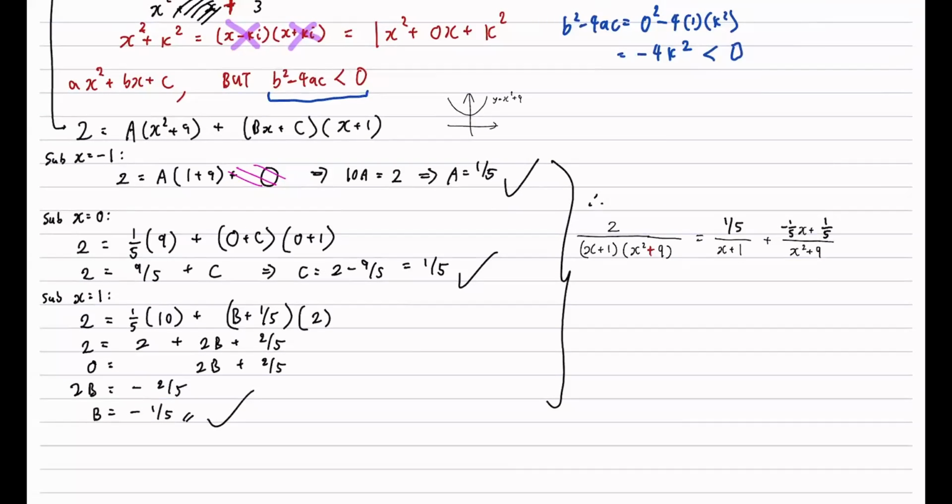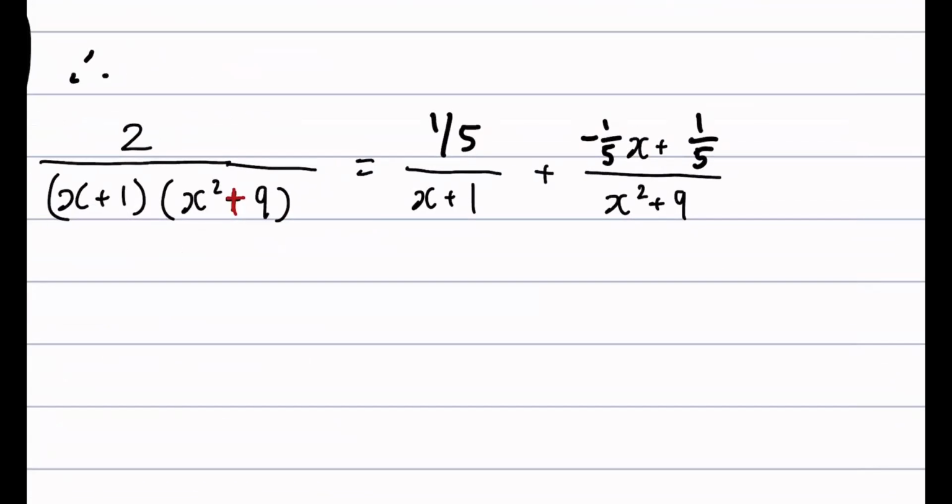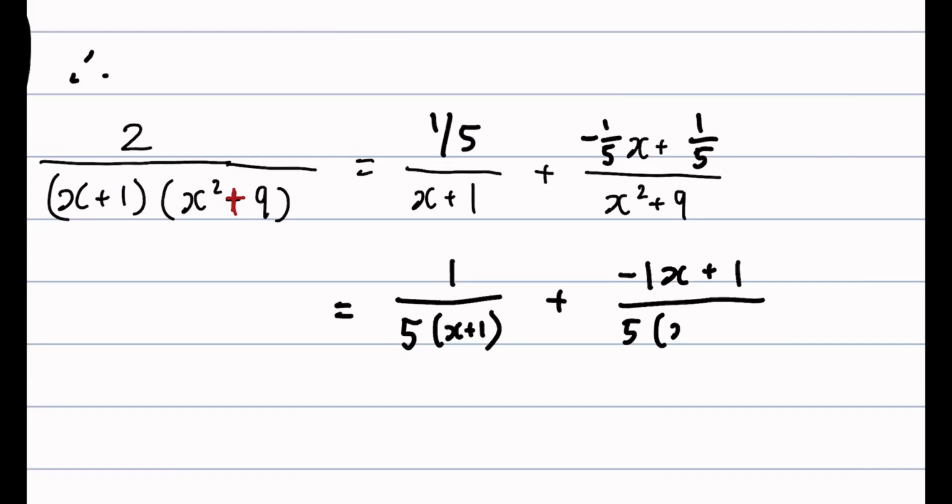Okay? Yeah. Then you can clean this up a little bit. You can also rewrite it as 1 over 5 times (x plus 1), you don't need to do this if you don't want to, minus 1x plus 1 over 5 times x squared plus 9. Here, -1x, you don't actually need to write the 1. Then these are both the same. This is optional. Okay?